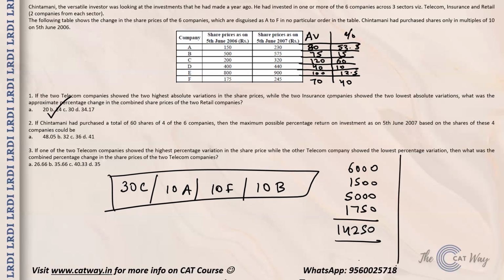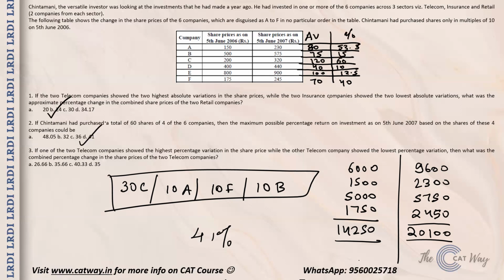Okay, and so for C it was 300, and it became 320 rupees per share, so 30 shares would become 9,600 rupees. Similarly, for A, they became 2,300 rupees. For B, they became 5,750 rupees. And for F, they became 2,450 rupees. Now, the total value of the final is 20,100 rupees. Now, what is the absolute change that we have? So, on calculating, we get that the change is of 41%. So, option number D would be a right answer.